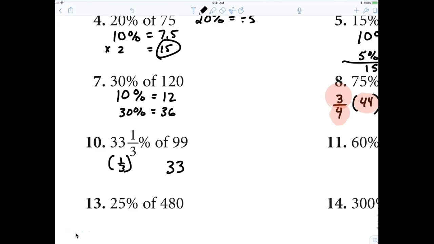33 1/3% was the same as 1/3. So how did I know 99? 1/3 of 99 is 33. Because 33 times 3 would be 99. Yes. So here's what he's trying to say: 1/3 of something means divided by 3. 1/5 of something means divided by 5. 1/4 of something means divided by 4, Julian. What's 1/6 of something mean?